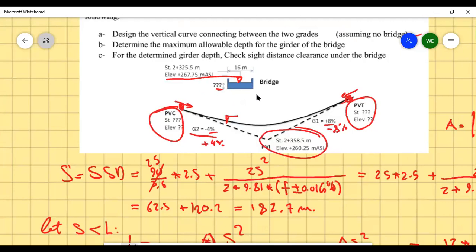Guys, what we need to do is basically to find the elevation of this point right underneath the bridge, okay? And we are going to take this point at this station 2000 plus 325. So we're going to subtract it from here and get this x bridge. And we are going to substitute to get the elevation here.